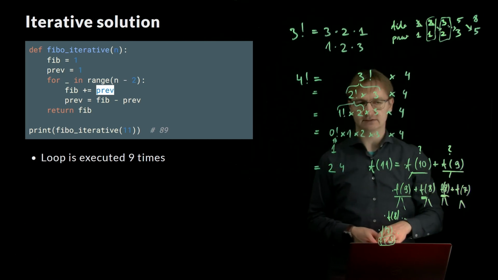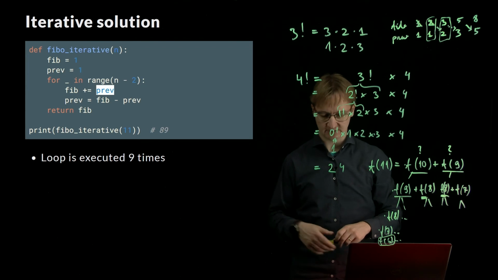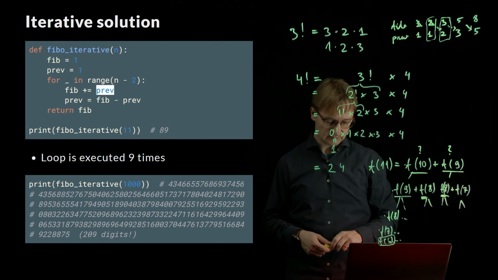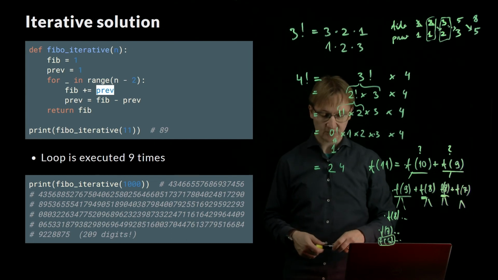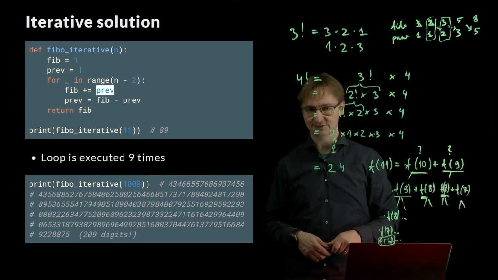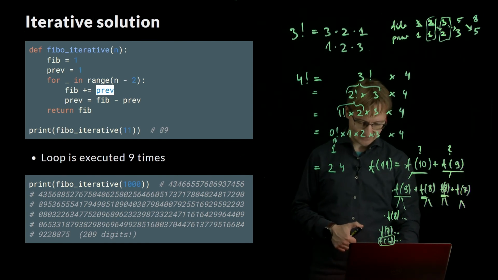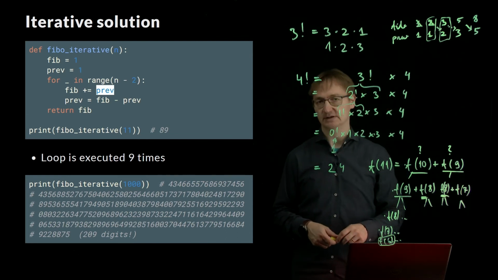It's less than it was for the recursive callouts where we had 180 something. And here I can see that I can calculate the 1000th element also. There's the result, and it's 209 digits, so it's a large number. I don't try to name this value. And the iterative solution only takes 0.4 milliseconds.